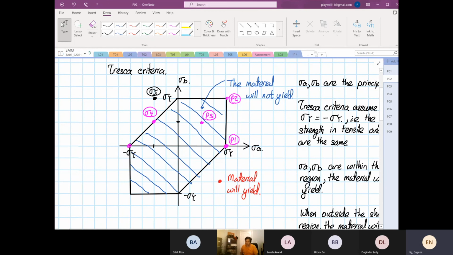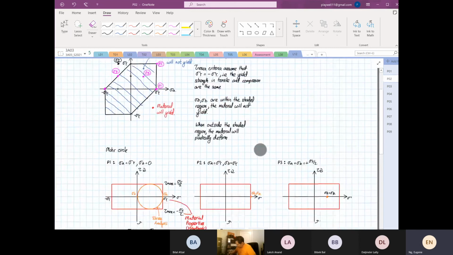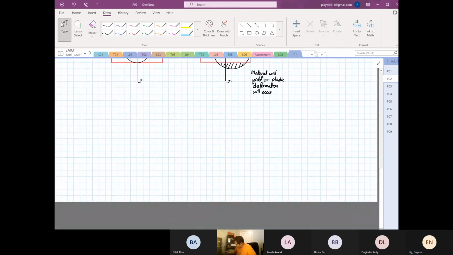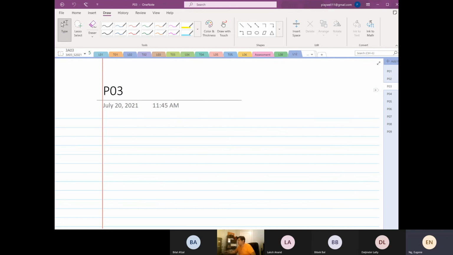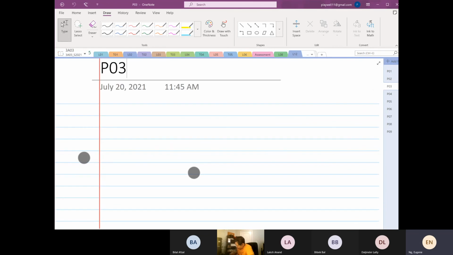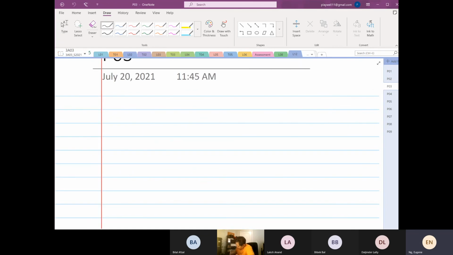Okay, so now we know how Tresca operates. So we're going to look into one of the examples now. Anyone, any questions so far? Anyone, please? No, I don't hear nothing. So we're going to look into example number 1. And this example is available on Avenue to Learn.